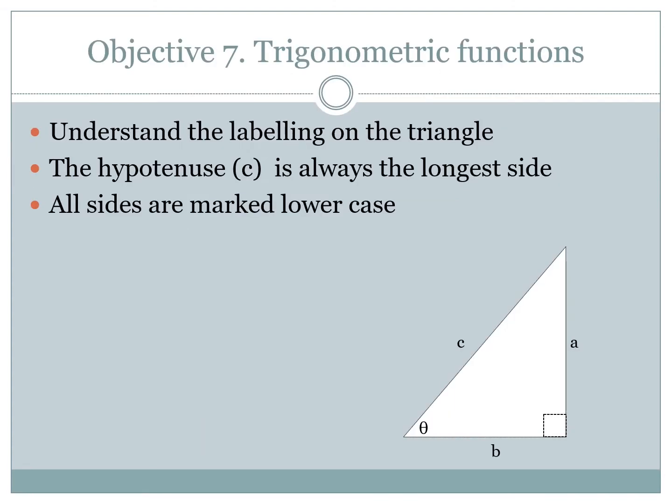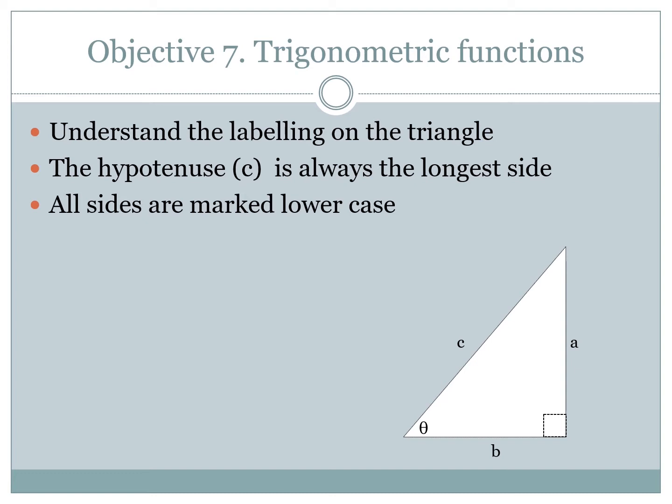In Objective 6, we looked at Pythagorean theorem. Now the point of Pythagorean theorem is to be able to solve a side of the triangle when you already have two other known sides. But what if you don't have two sides? What if you have one side and one angle? Or what if you want to solve for an angle and not a side? This is where trigonometry comes in.